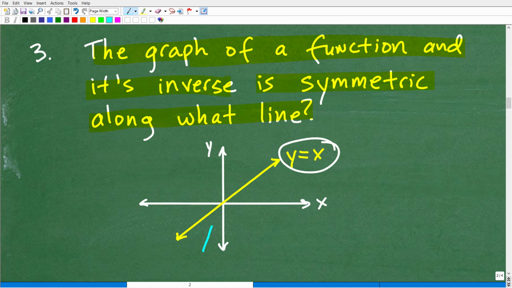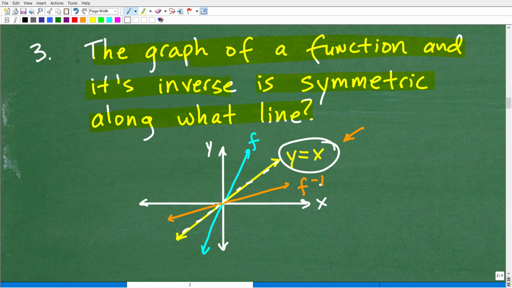So for example, let's say I had this as my function right here. This line right here would be symmetric. This would be my inverse function. I don't know if you can really see that, but there's symmetry along the y equals x line. And of course if I was to actually plot this, you would want to make this dotted just to show that it's there as a reference. But y equals x is the line, or the axis of symmetry, for when we have a function and its inverse.